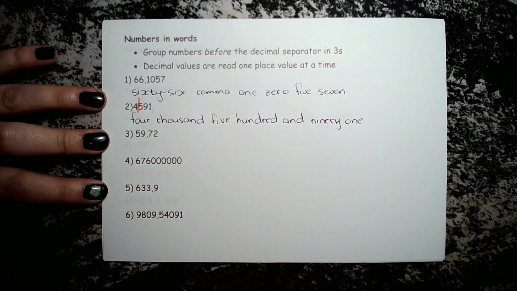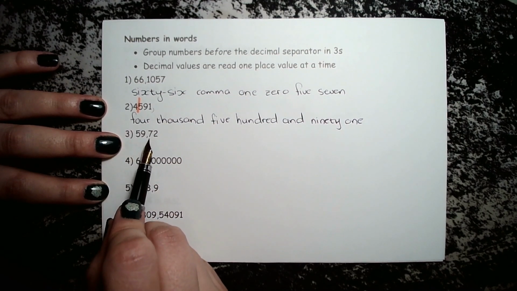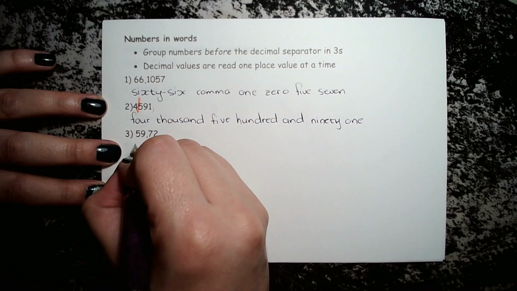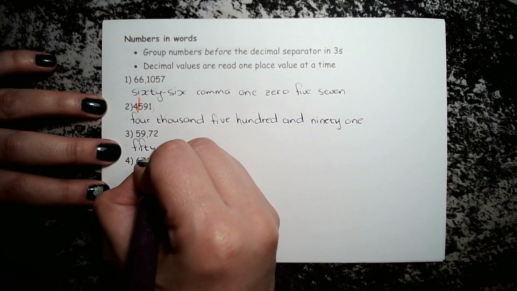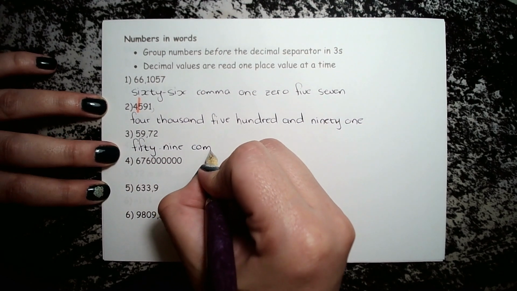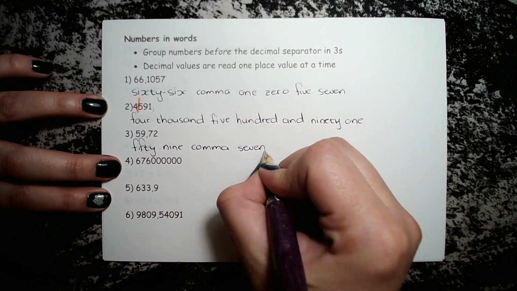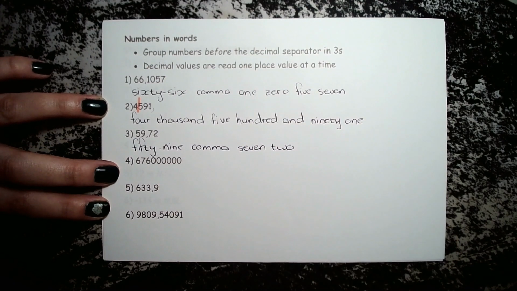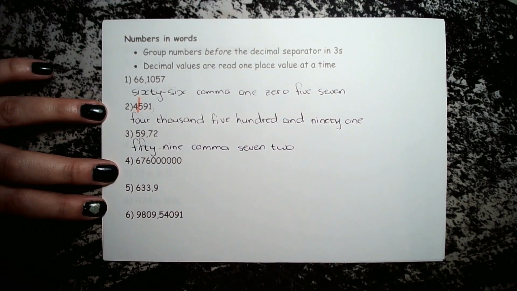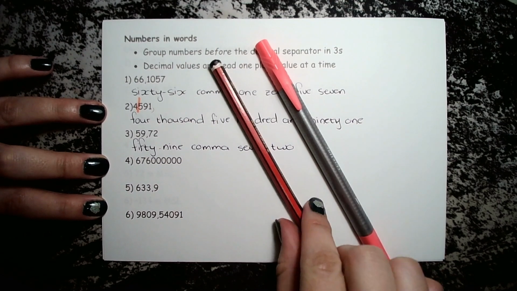No comma, no nothing. Our next number, number 3, 59,72, and that is exactly as we write it down. 59,72.